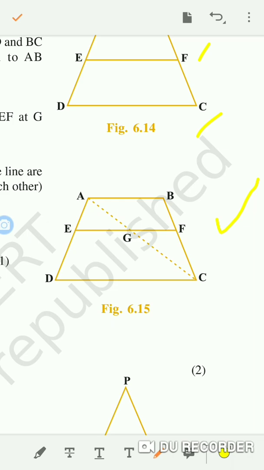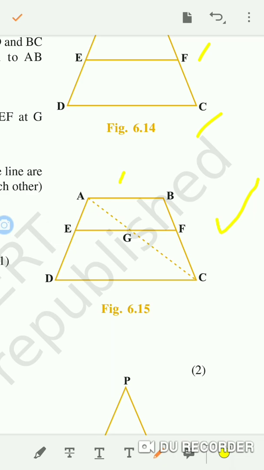If we see the reverse way, CGF and CAB. Now, as you know, here AB is parallel to DC, and similarly EF is parallel to DC. So we can apply here the basic proportionality theorem for triangle ABC. So what you can say, AE upon ED is equal to AG upon GC.